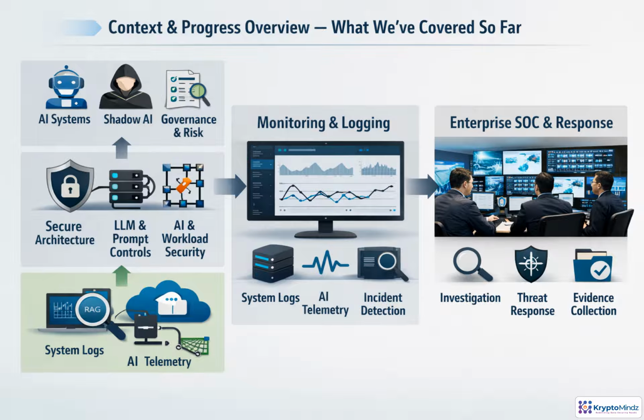At this point, we've moved from understanding AI systems and shadow AI into governance, risk, secure architecture, and workload controls. Now we turn that foundation into operations: telemetry, logging, detection, investigation, response, and evidence that supports assurance.